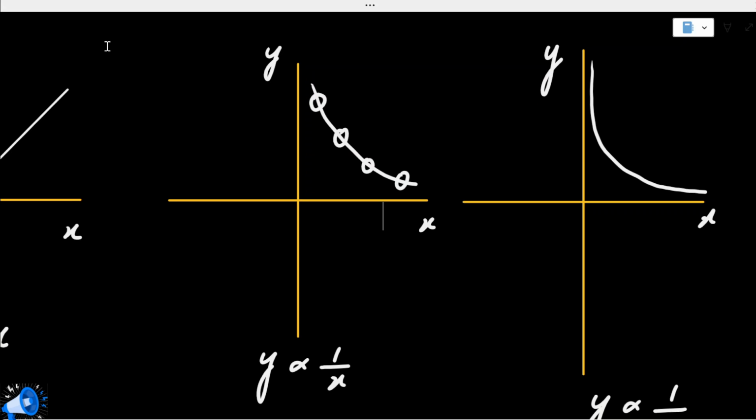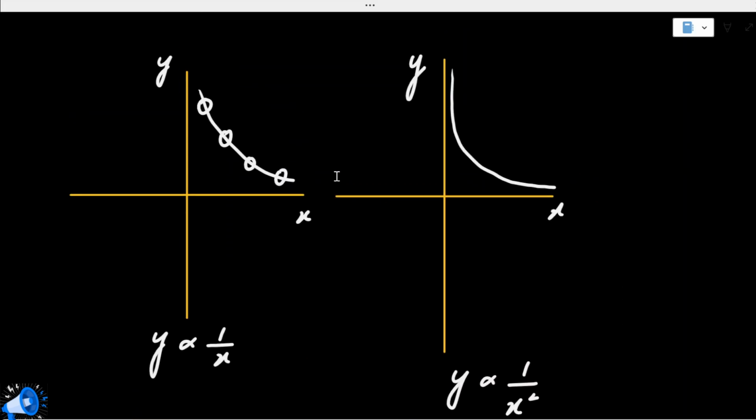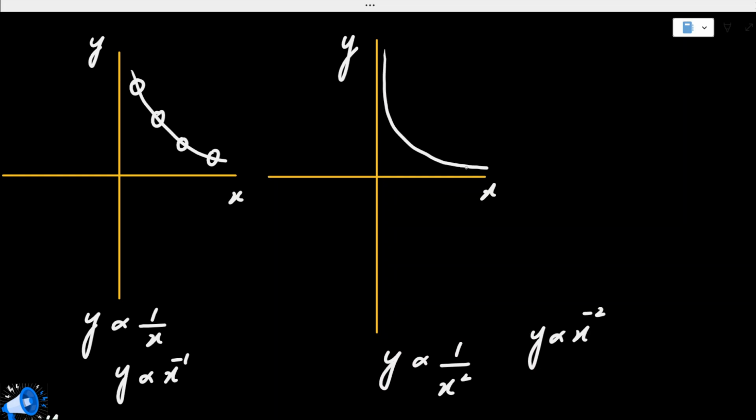Then the third one is y is inversely proportional to square of x, or y is directly proportional to 1 over x square. Okay, the first one you can also write it this way. You see, it's directly proportional to then, and the second one can also be written as this way. So y is inversely proportional to square of x. The graph is pretty much similar shape, but this time is much steeper. The change in y is steeper.